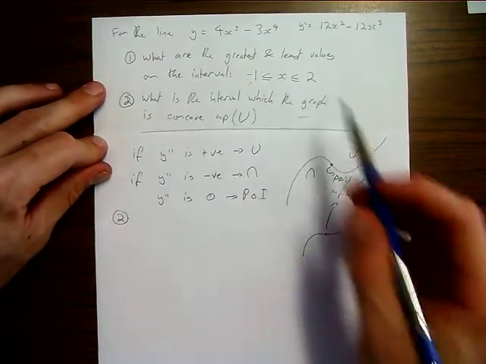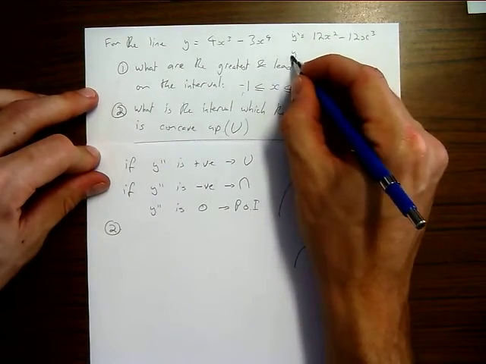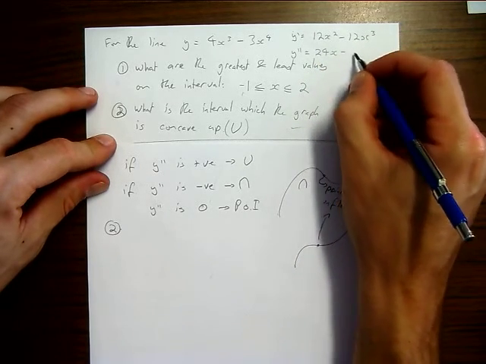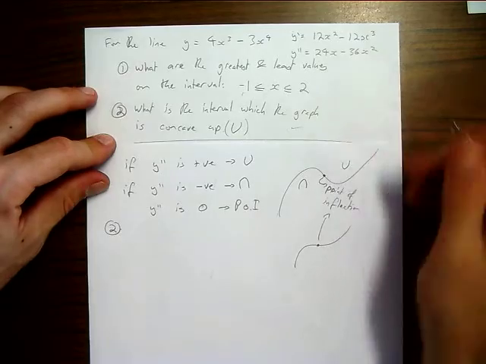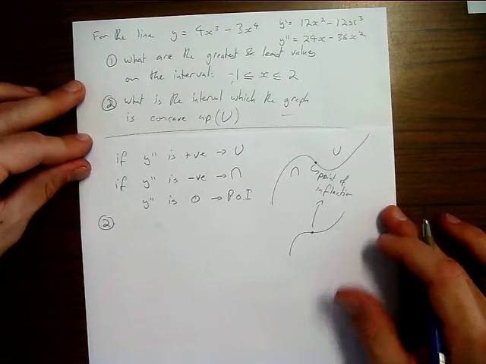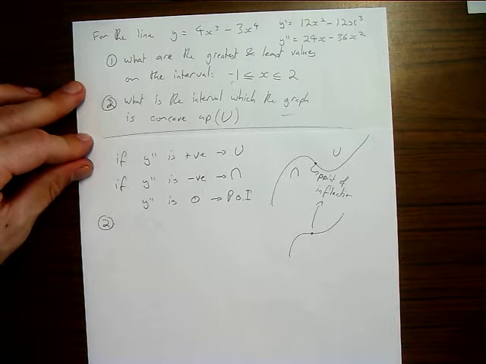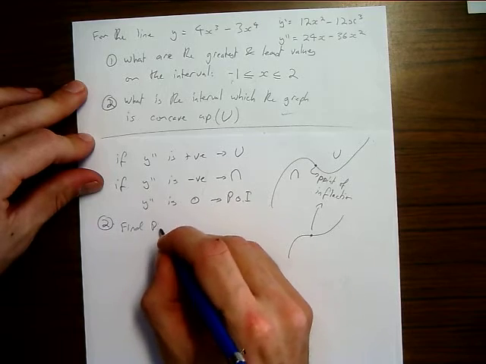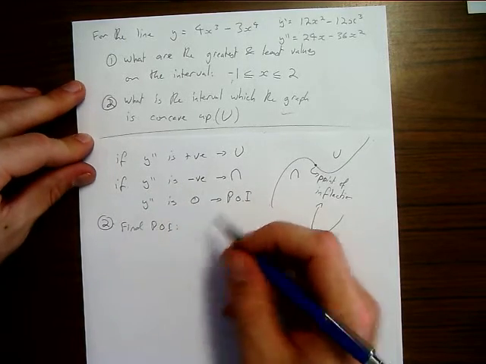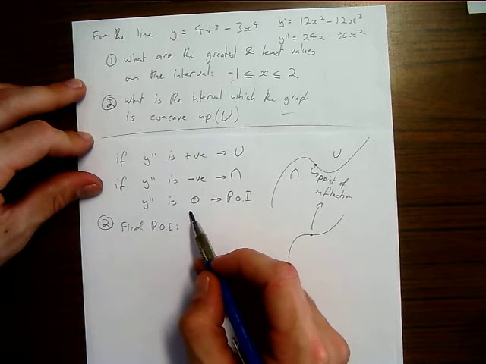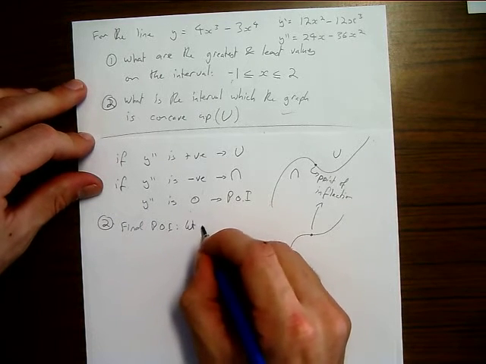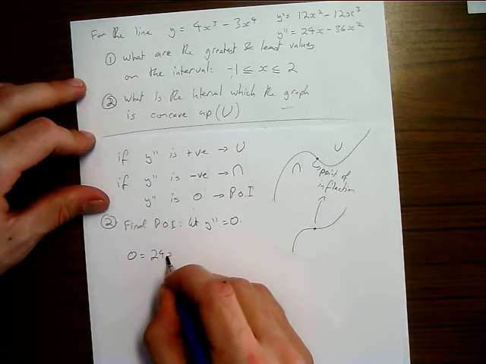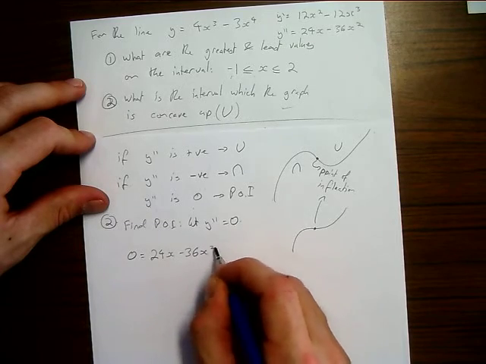Okay, so I have my original graph here. Now I'm also going to find my double derivative straight away, so that's 24x take away 36x squared. What I need to do is find my points of inflection first, and I do that by letting the double derivative equal 0. So I have 0 is equal to 24x take away 36x squared.